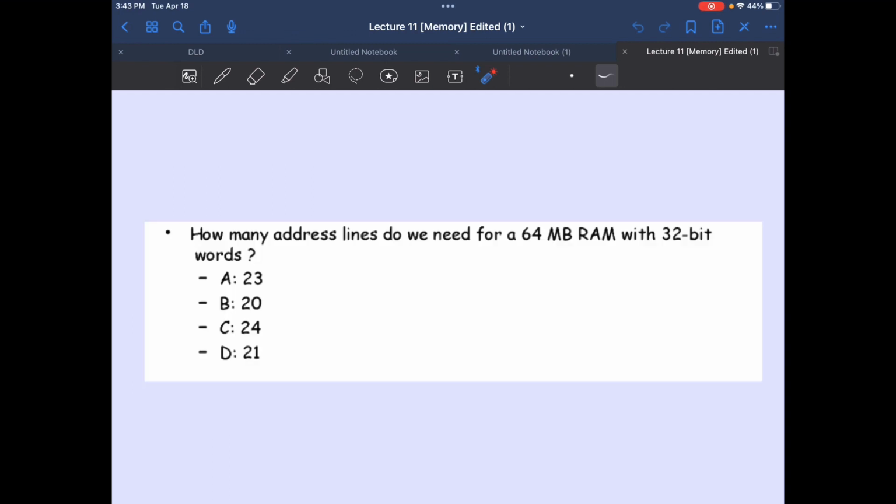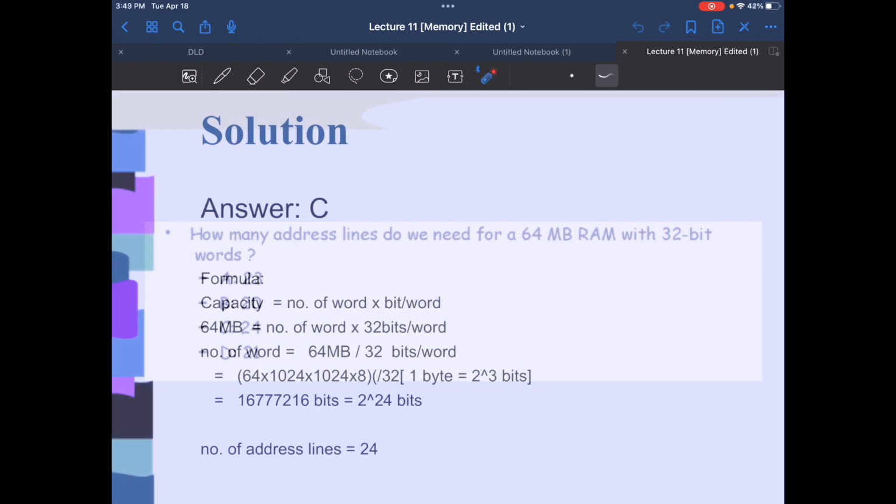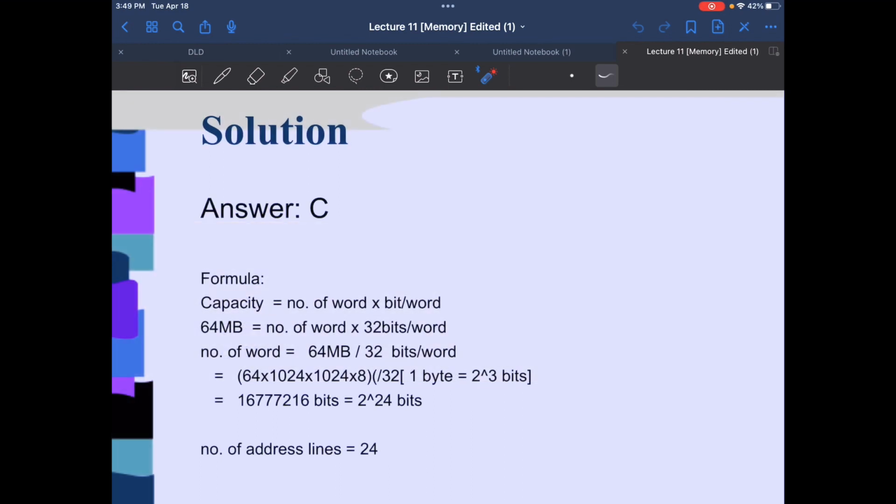How many address lines do we need for a 64 megabyte RAM with 32-bit words? Option A, 23, option B, 20, option C, 24, and option D, 21. The solution is C. We know the formula is capacity is equal to number of words times bits per word. In the question, the capacity is given and the bits per word is given. We have to get the address lines. We know number of words is equal to 2 to the power of address lines.